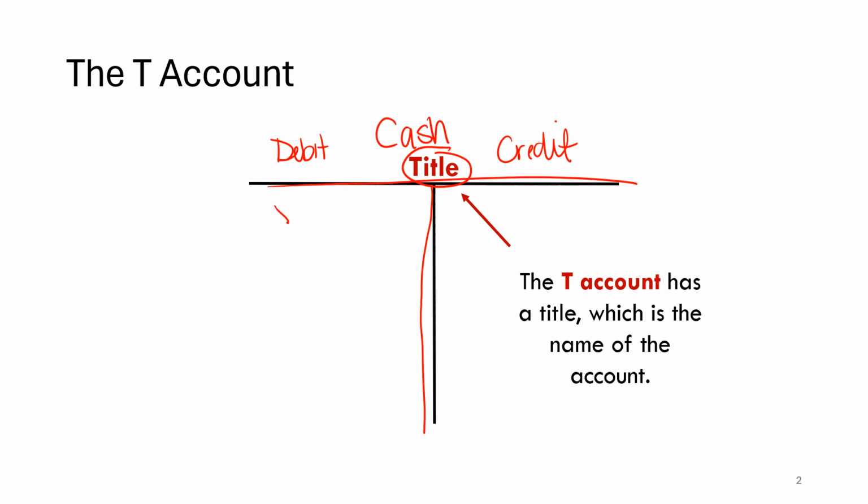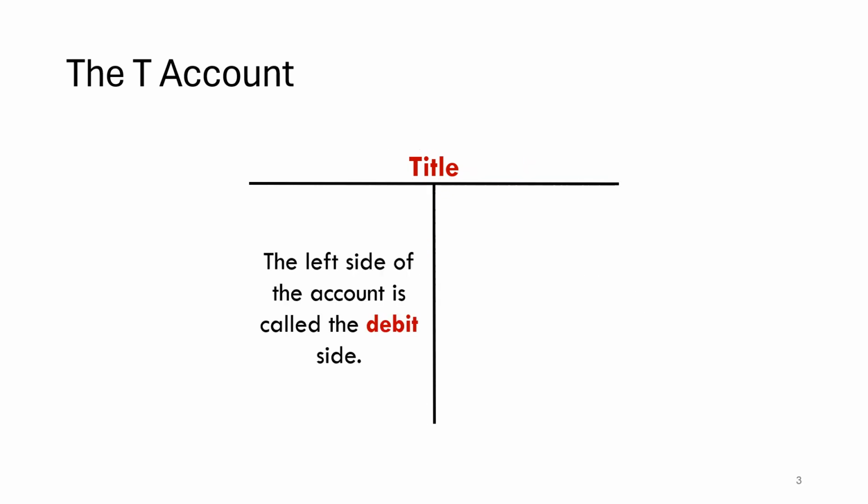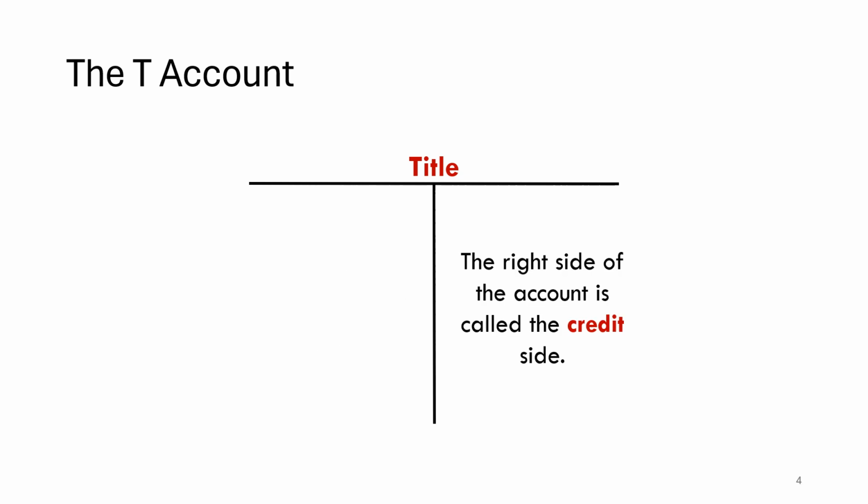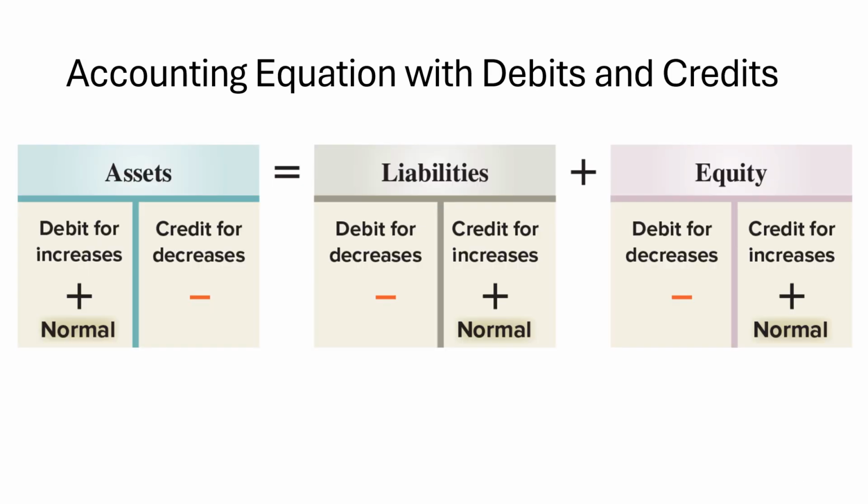Then all the debits to cash would go over here. All the credits to cash would go over here. The left side of the account is the debit side. The right side of the account is the credit side.